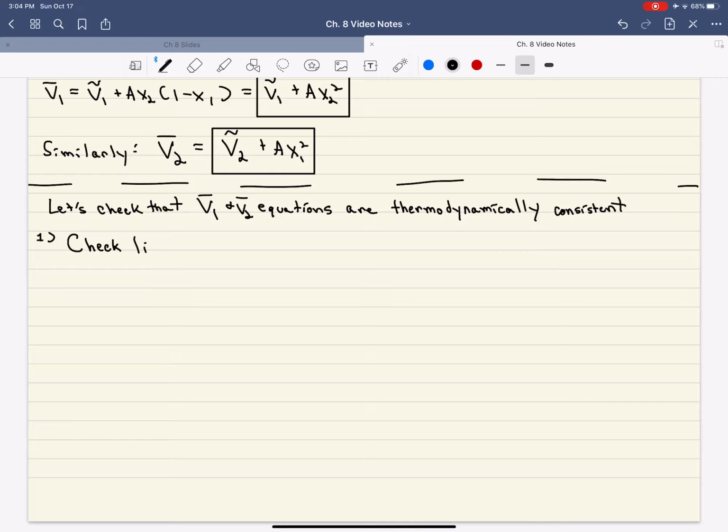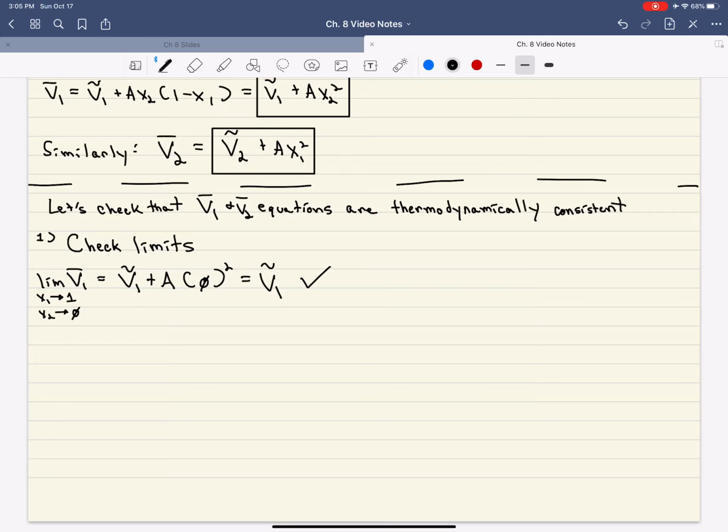So the first thing we're going to check is the value of these models at their limits of the mole fractions. For V1 bar, let's take a look at the case where we have a pure species of species 1. So x1 is equal to 1, and conversely, that would mean that x2 is equal to 0. So V1 bar is equal to V1 squiggly plus a times x2 squared. If x2 is at the limit of 0, we get back V1 squiggly. So that is what we would expect.